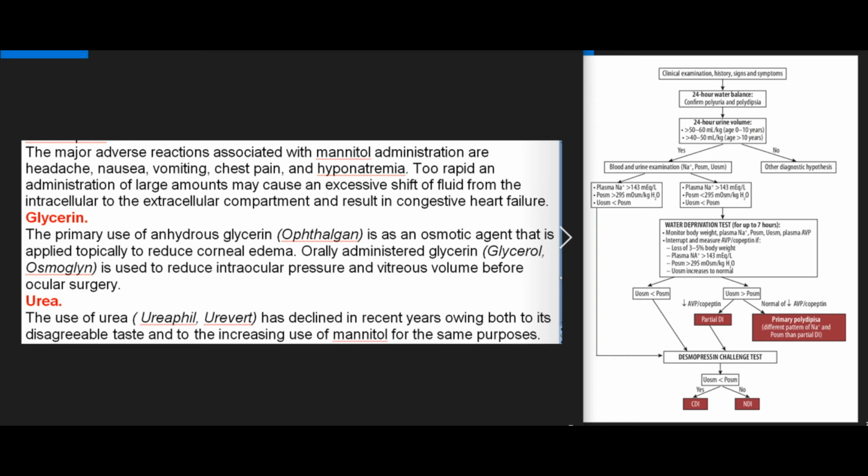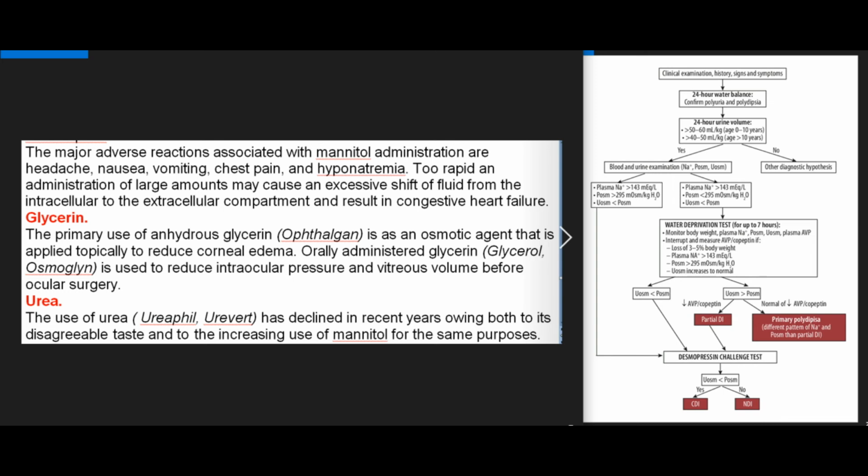Too rapid an administration of large amounts may cause an excessive shift of fluid from the intracellular to the extracellular compartment and result in congestive heart failure. Glycerin. The primary use of anhydrous glycerin, Ophthalgan, is as an osmotic agent that is applied topically to reduce corneal edema. Orally administered glycerin, glycerol, Osmoglyn, is used to reduce intraocular pressure and vitreous volume before ocular surgery.